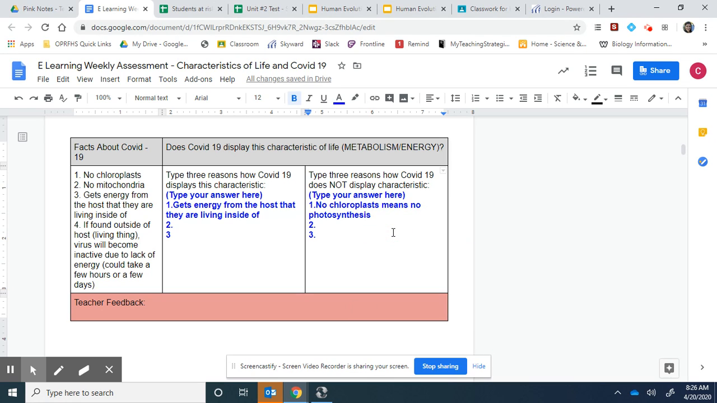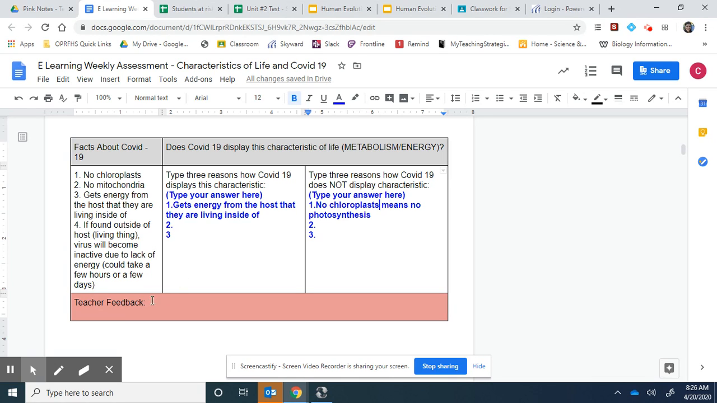Okay. So over here is reasons why the virus is essentially living, how it has those characteristics, and over here is the reasons it does not. What is it missing? How does it not get energy in this case?